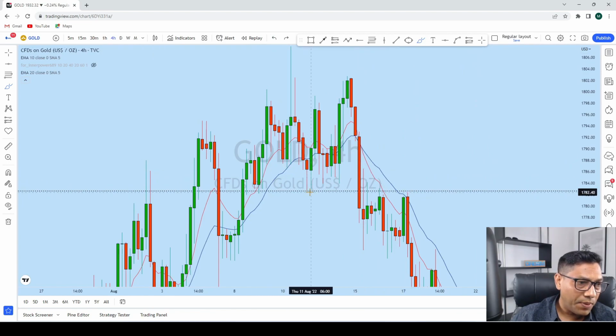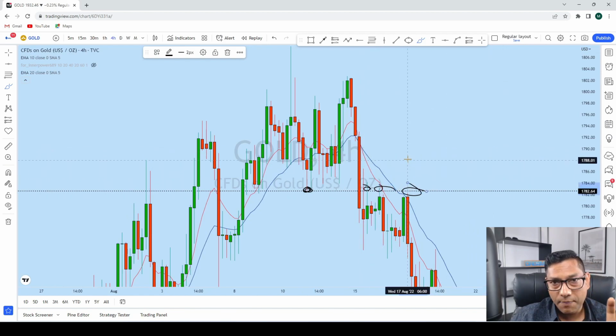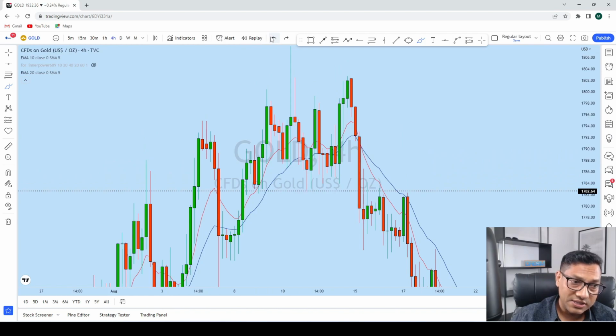Every time the price was approaching this zone, which was support and is now resistance here, resistance here, resistance here, the price was approaching that level, creating a series of lower highs. So what does it mean? It means that smart money was interested to buy from this level, and once this level is broken, now smart money is interested to sell this market.